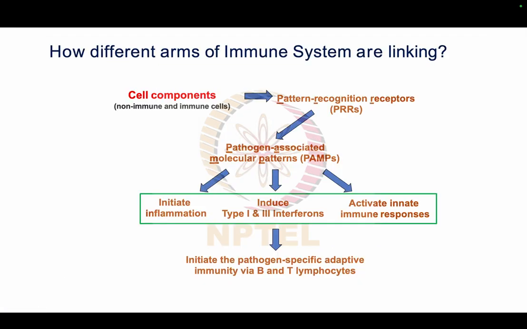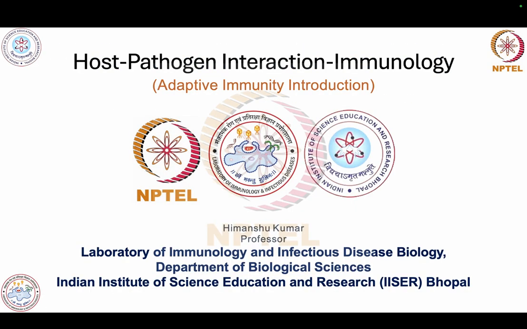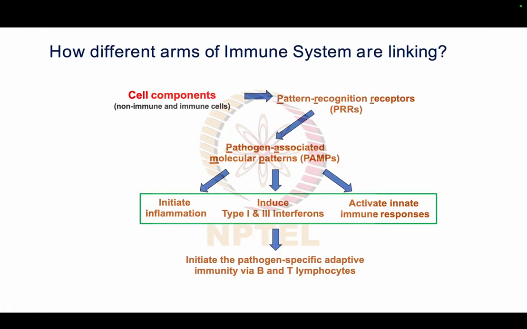So adaptive immunity introduction. We will introduce adaptive immunity, how different arms of the immune system are linking. There are cell components which can be non-immune cells or immune cells. They have pattern recognition receptors. Those will detect pathogen associated molecular patterns which are present in antigens. They will initiate inflammation, induce type 1 and type 3 interferons and activate innate immune responses, and altogether initiate the pathogen specific adaptive immunity via B and T cells.